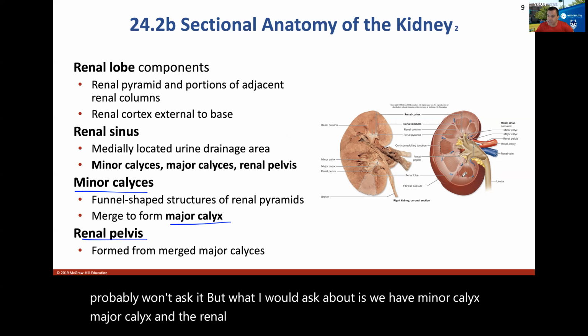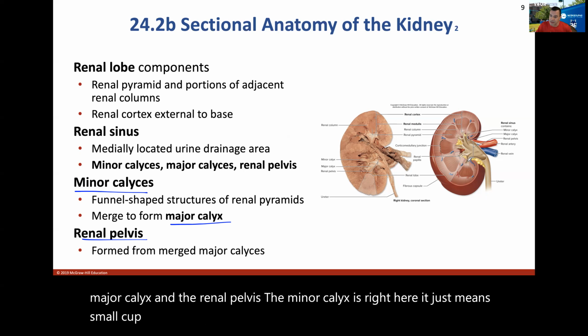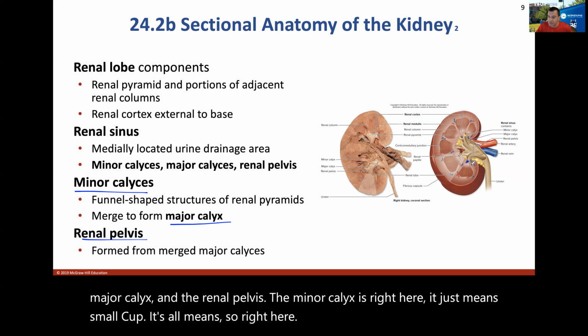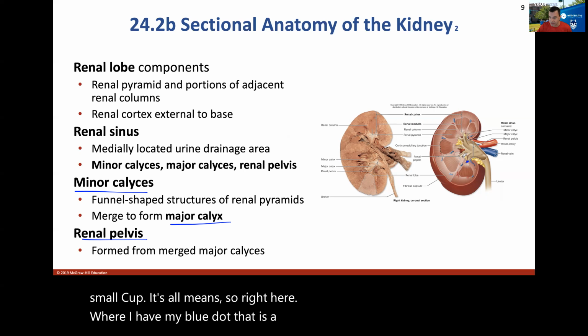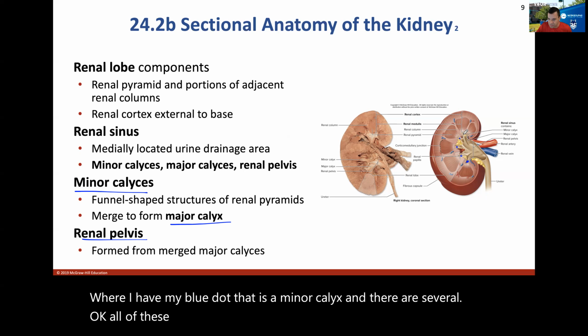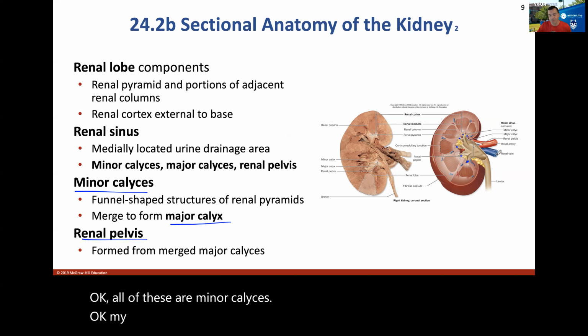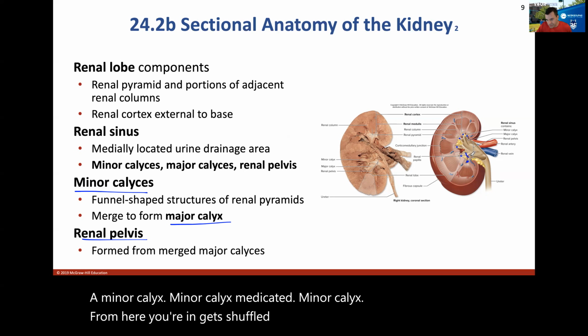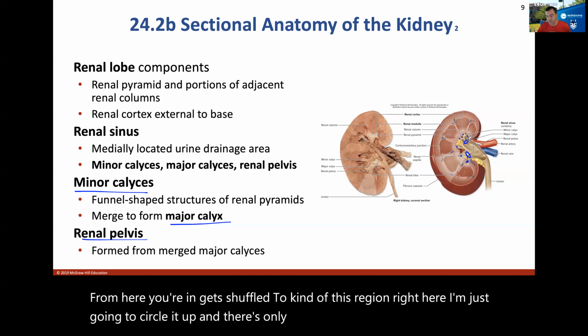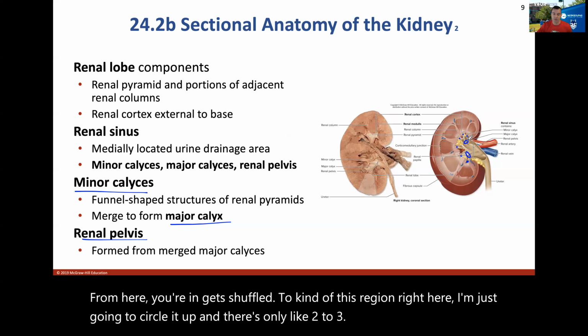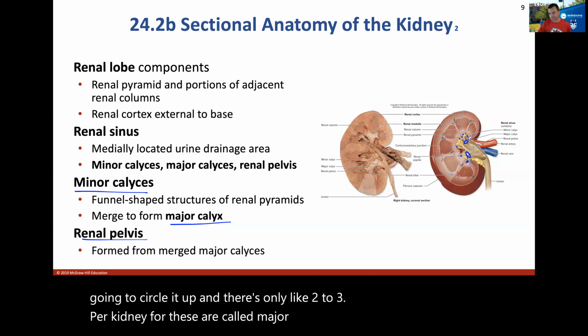The minor calyx is right here. It just means small cup. That's all it means. So right here, where I have my blue dot, that is a minor calyx. And there are several. Okay. All of these are minor calyces. Minor calyx, minor calyx, minor calyx, minor calyx. From here, urine gets shuffled to kind of this region right here. I'm just going to circle it up. And there's only like 2 to 3 per kidney for these. These are called major calyces, big cups.